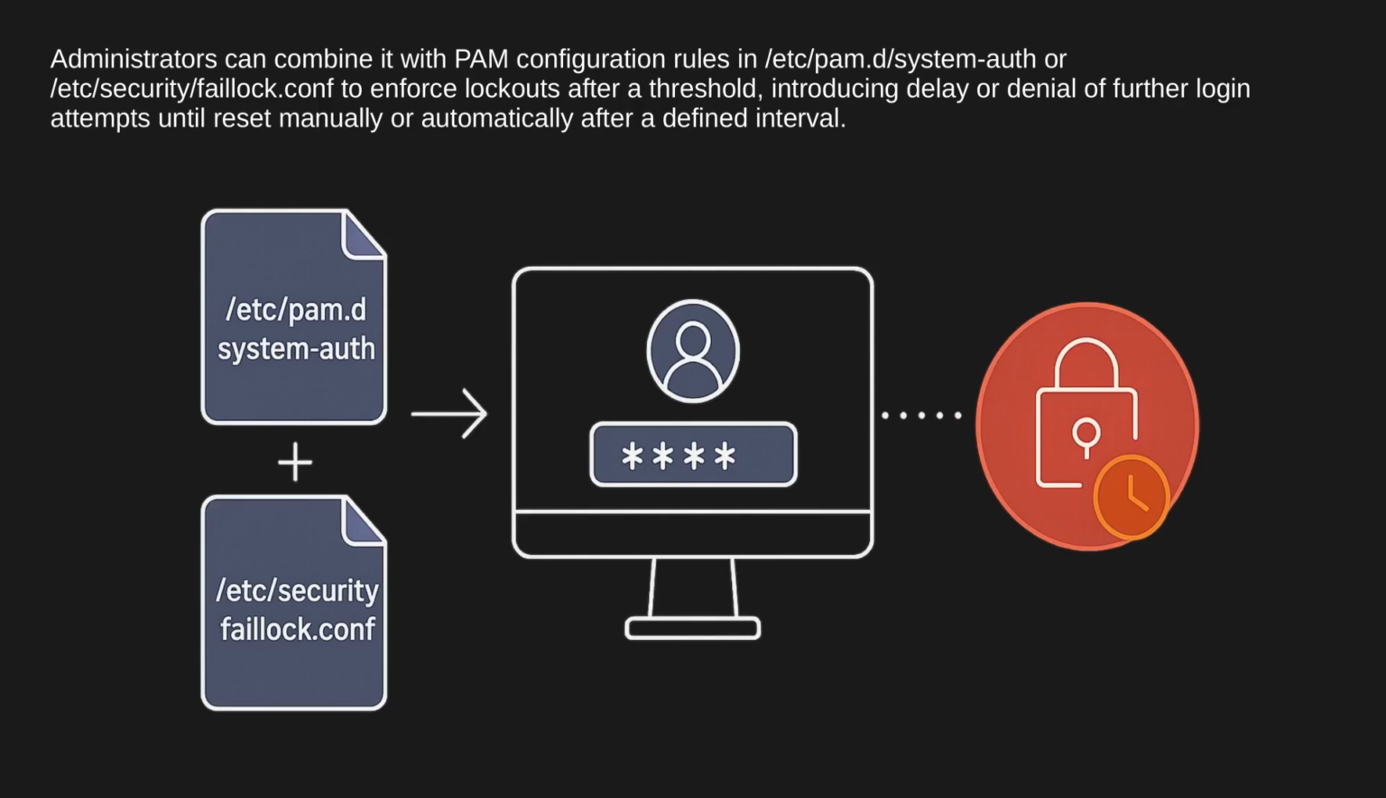Administrators can combine it with PAM configuration rules in /etc/pam.d/system-auth or /etc/security/faillock.conf to enforce lockouts after a threshold, introducing delay or denial of further login attempts until reset manually or automatically after a defined interval.